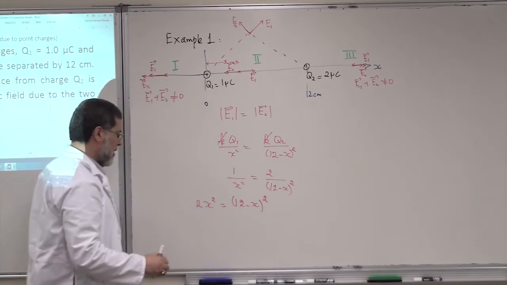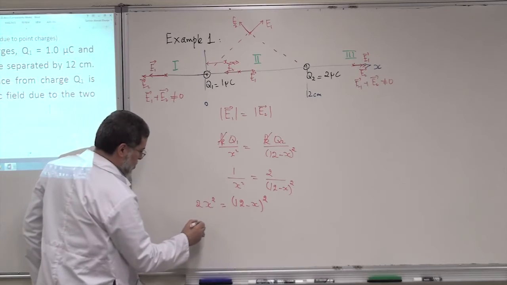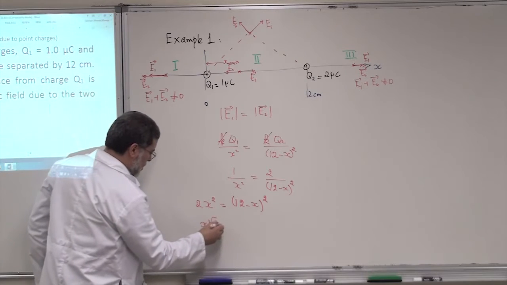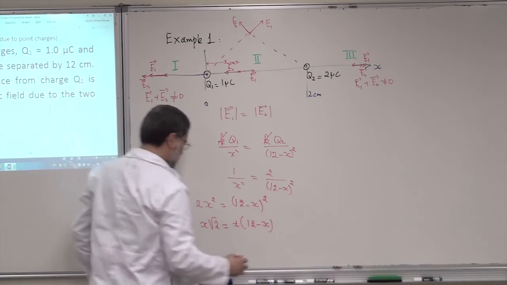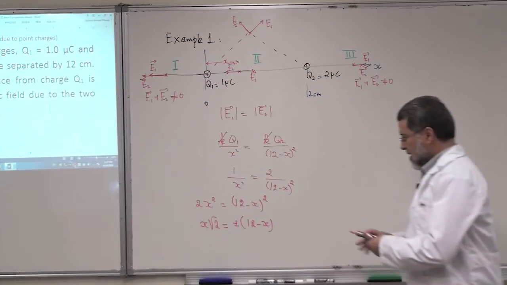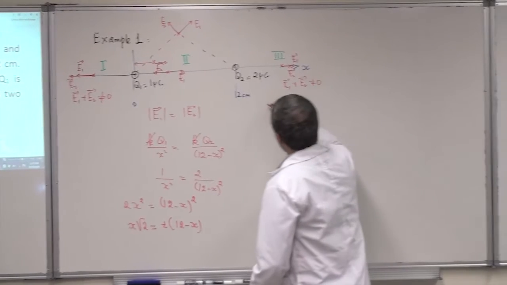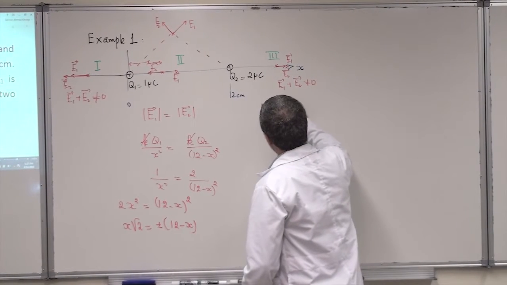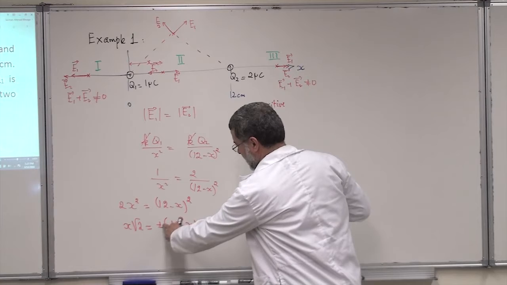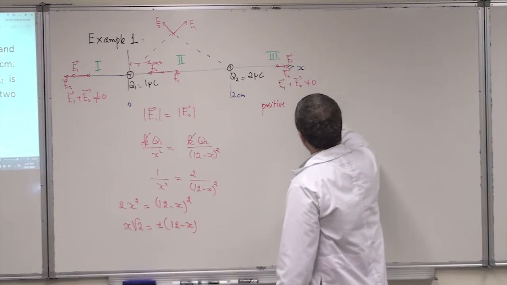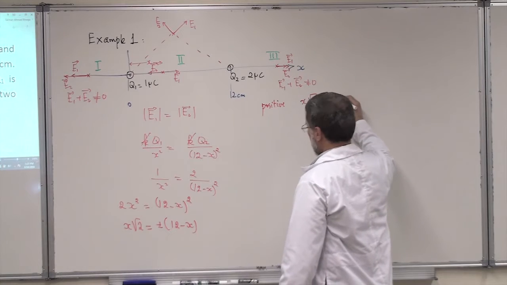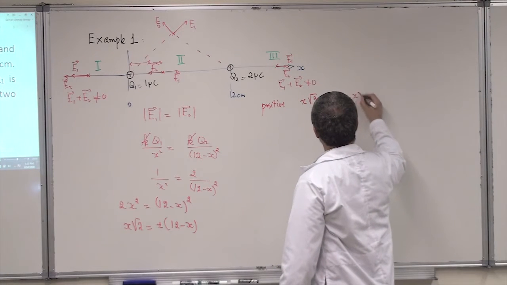The best thing to do is take the square root from both sides. So we have x square root of 2 equal plus or minus (12 minus x). So you have two solutions here. Let's look at the positive solution, the plus sign there. So we'll have x square root of 2 equal 12 minus x.